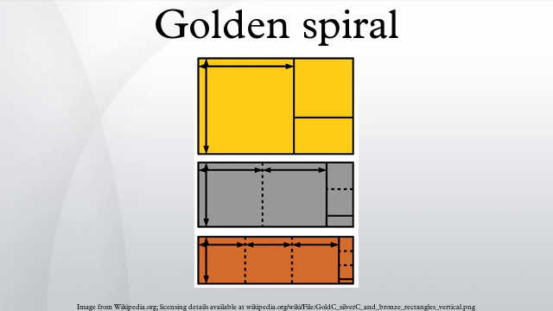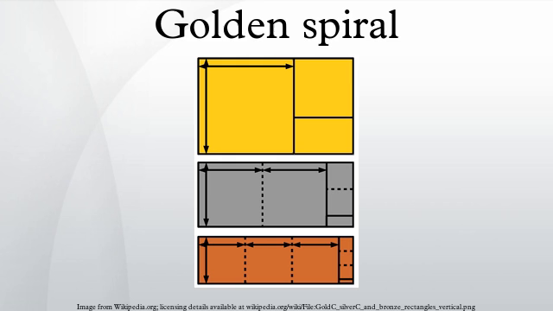Approximations of the golden spiral. There are several similar spirals that approximate, but do not exactly equal, a golden spiral. These are often confused with the golden spiral. For example, a golden spiral can be approximated by first starting with a rectangle for which the ratio between its length and width is the golden ratio.